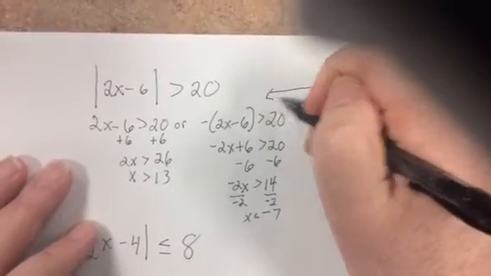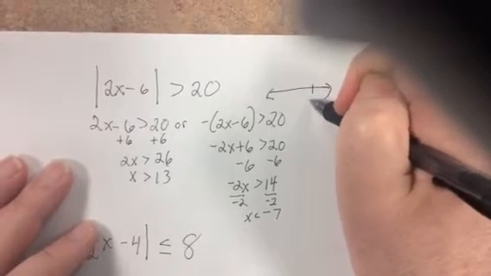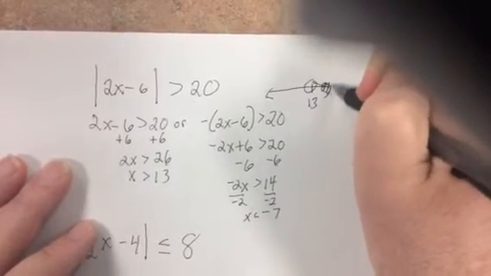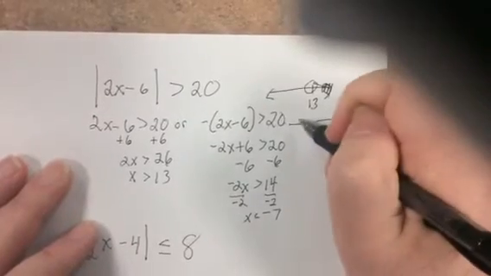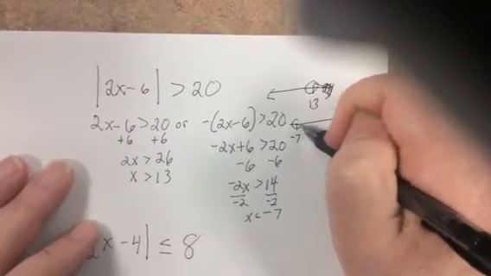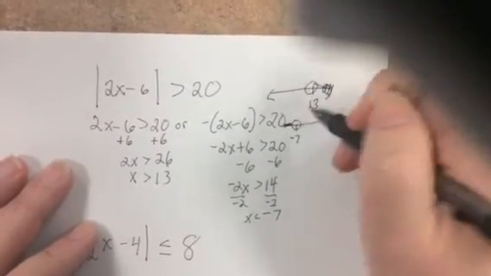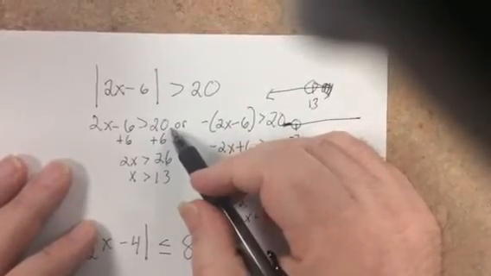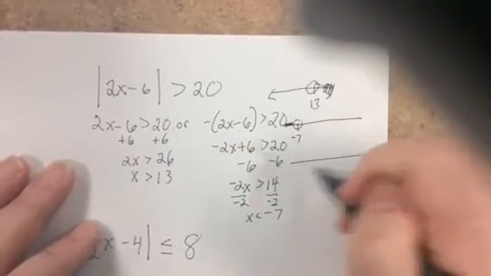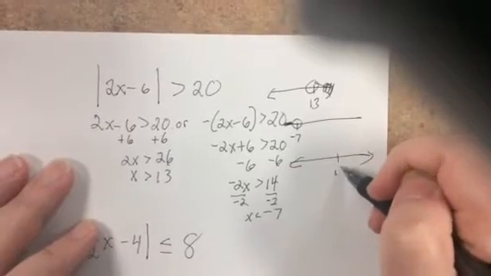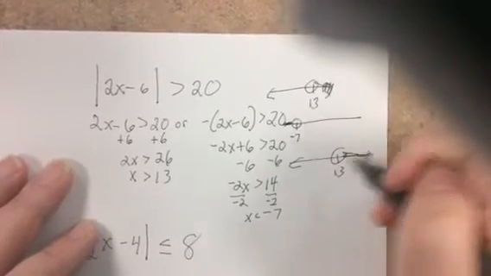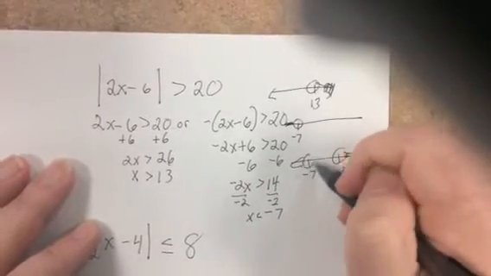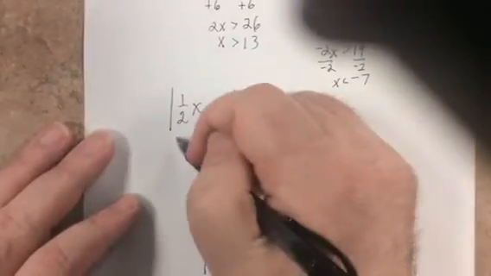So, here's x greater than 13. Here's x less than negative 7. Now, since it's an or, it's wherever there's shading. So bring down the greater than 13. Bring down the less than negative 7. That's it. Now the next one.